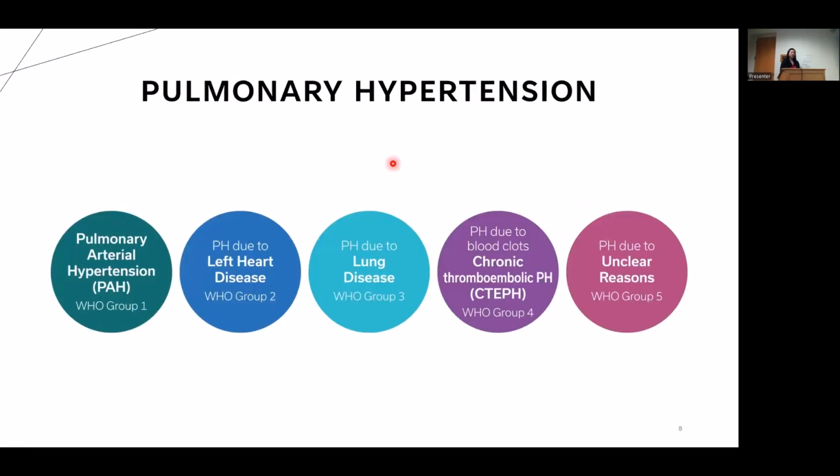And then just stepping back, I've been talking about pulmonary arterial hypertension, but let's not forget that pulmonary hypertension as a disease category encompasses not just this relatively rare form of pulmonary hypertension, which is PAH, defined as WHO group 1, but also the much more common causes of pulmonary hypertension, especially in the United States, which is pulmonary hypertension due to left heart disease, pulmonary hypertension due to chronic lung diseases, and then pulmonary hypertension due to chronic blood clots, or chronic thromboembolic pulmonary hypertension, and then group 5, which is PH due to unclear or multifactorial reasons.